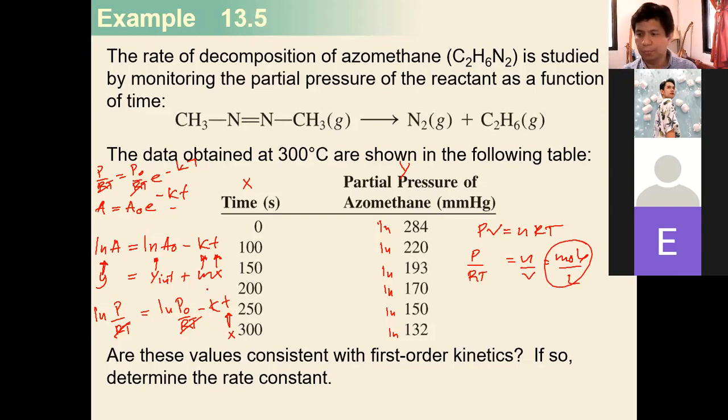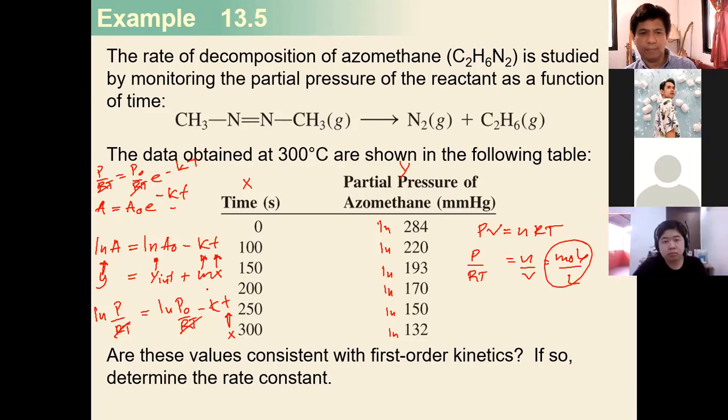So mode number 6 lang yan. On nyo lang, tapos mode 6, and then number 2, yung y = a + bx. Pasok nyo na lang. So una nyo ipapasok sa unang column is the time in seconds, yung x, so 0, 100, etc. hanggang 300. Tapos sa susunod na column sa y, pasok niyo yung ln 284, ln 220, and so on, ln 193.